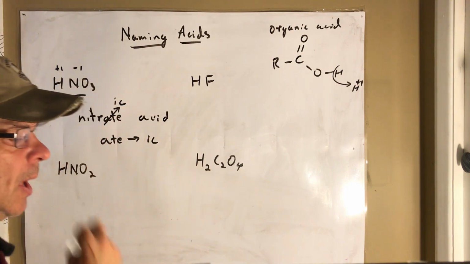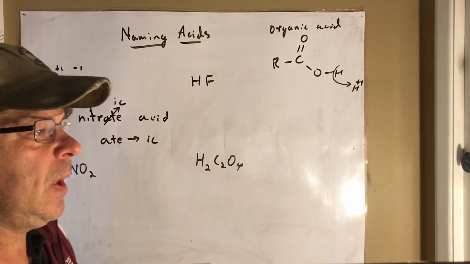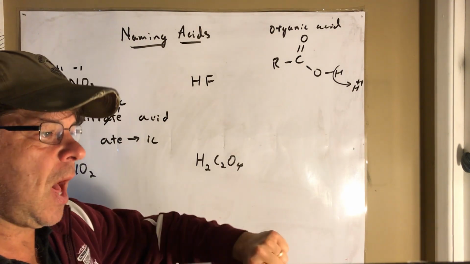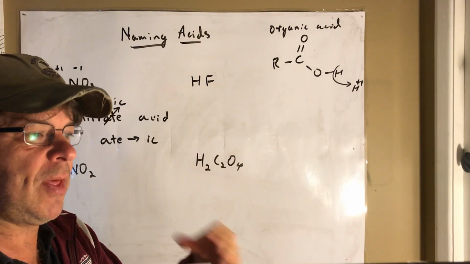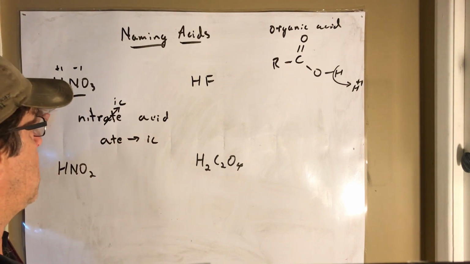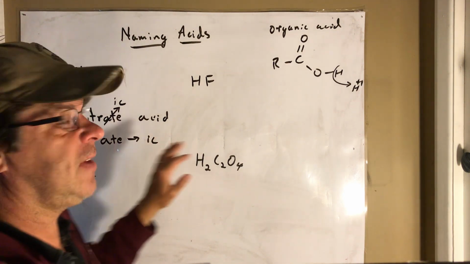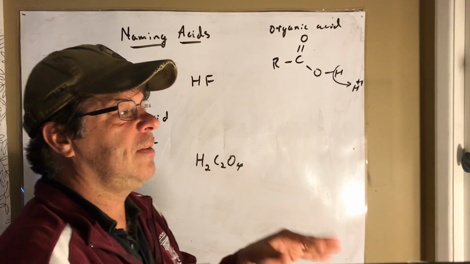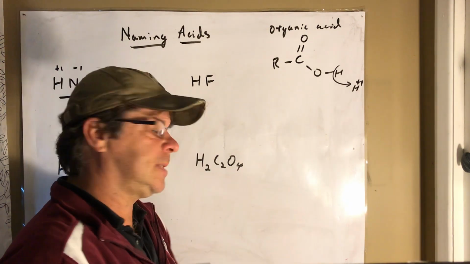Nitric acid. Remember the See You Later lab where we added the nitric acid to the copper and the brown gas was given off, that nitrogen dioxide? This is the acid that we use in that case. So ate to ic. If the polyatomic ion ends in ATE, change it to ic, say acid.